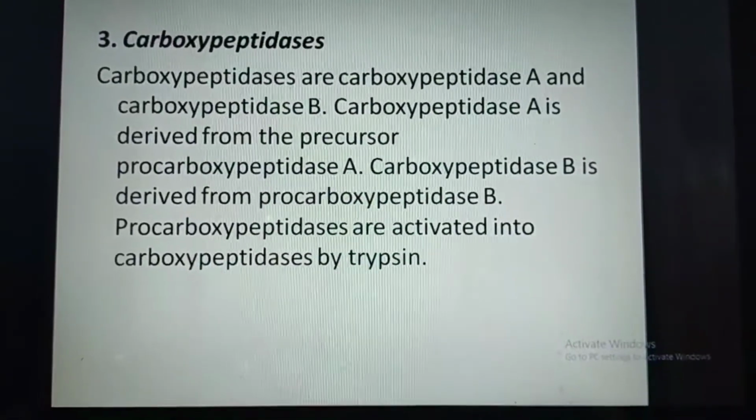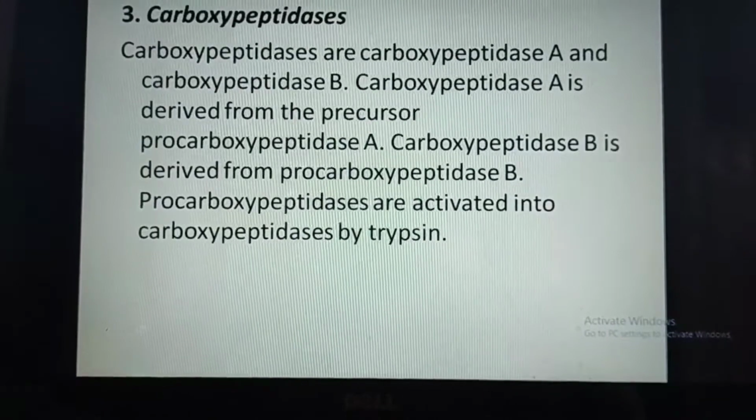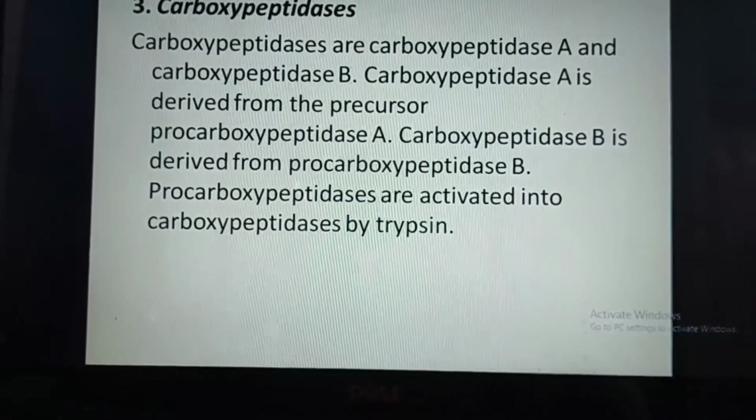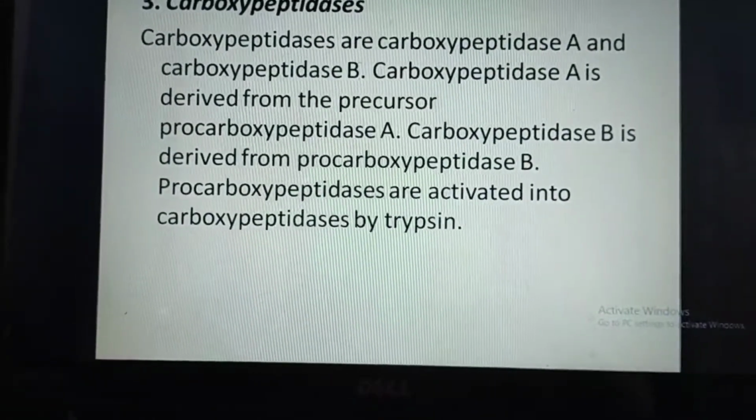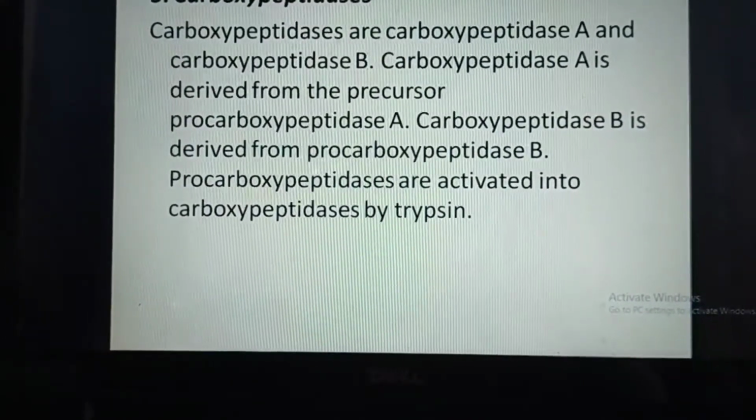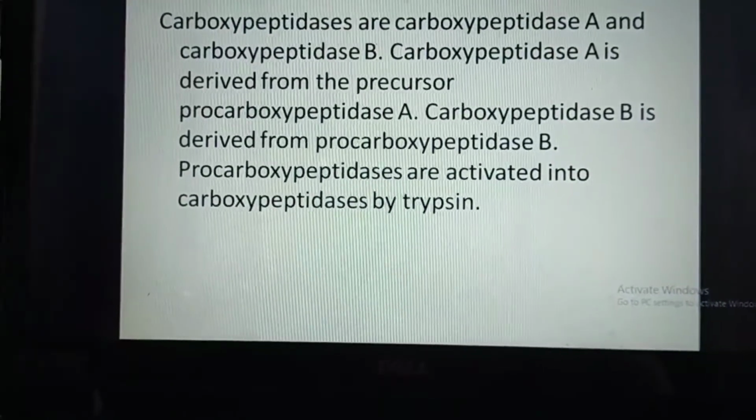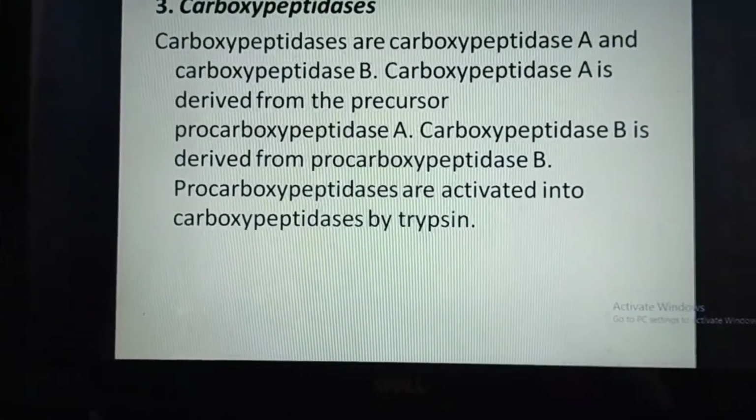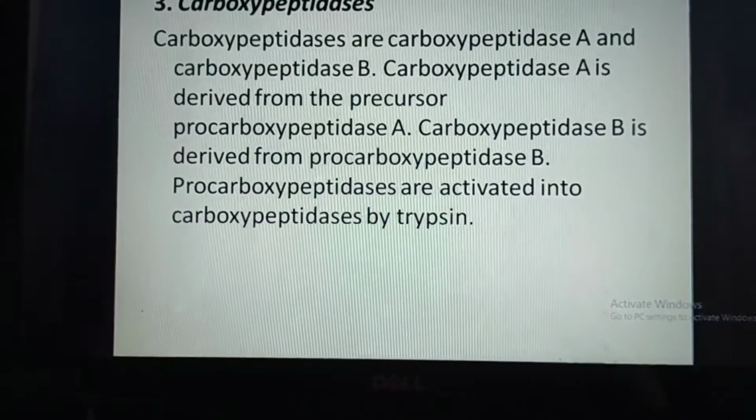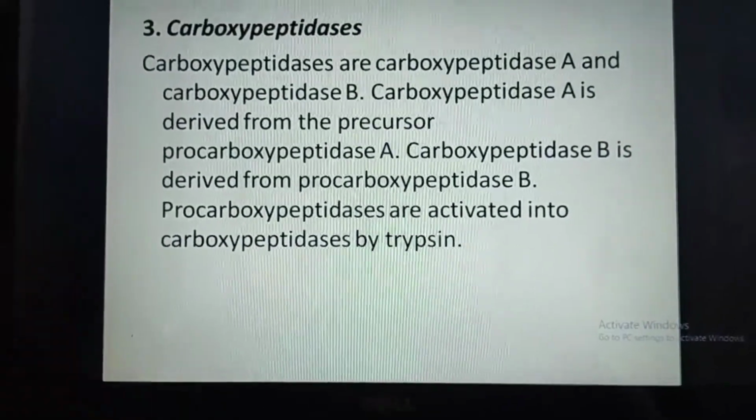Carboxypeptidase. Carboxypeptidases are carboxypeptidase A and carboxypeptidase B. Carboxypeptidase A is derived from the precursor procarboxypeptidase A, and carboxypeptidase B is derived from procarboxypeptidase B. Procarboxypeptidases are activated into the carboxypeptidases by trypsin.